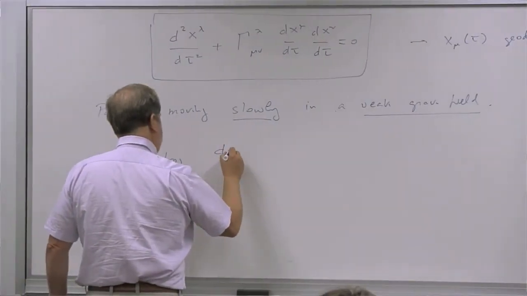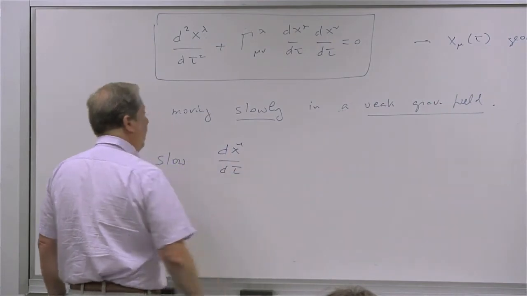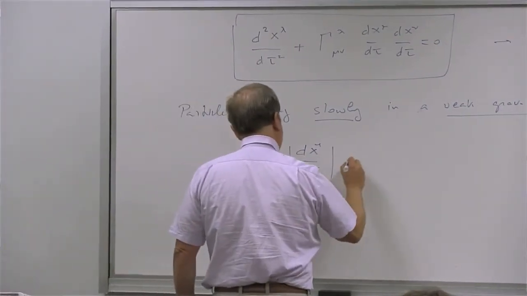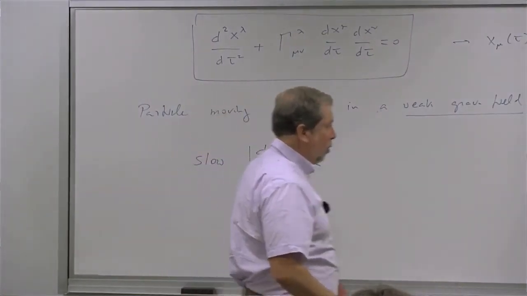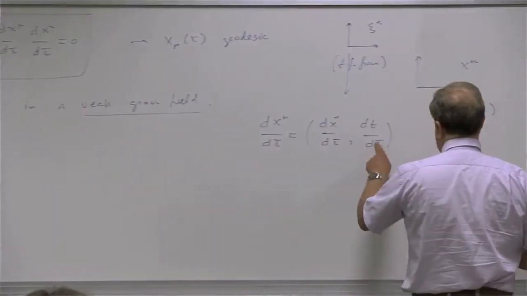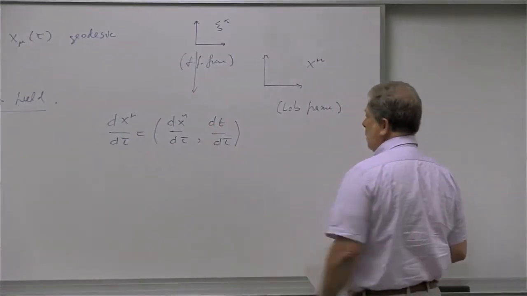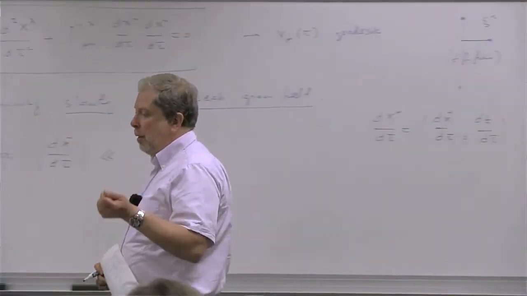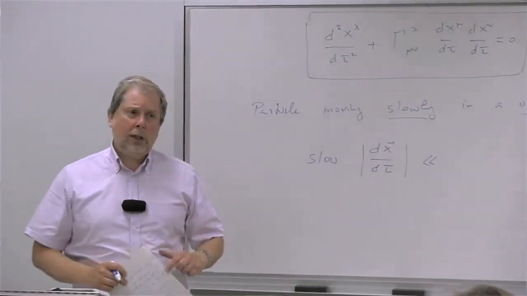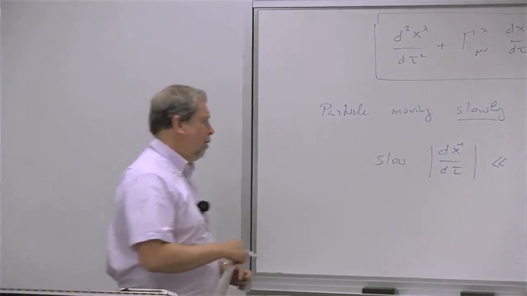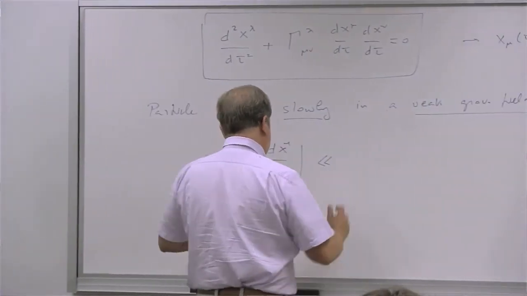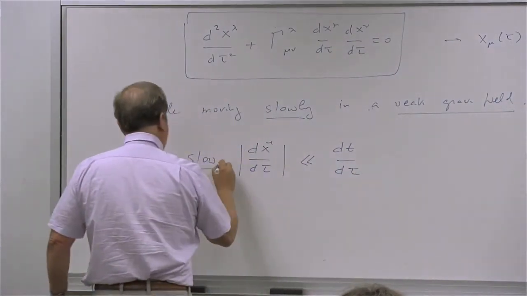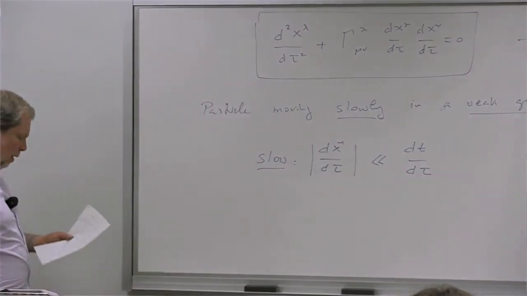So that means that dx by d tau is going to be in magnitude much less than the only other term we have here, for which there is no reason that it should be small, which is the derivative of the time with respect to the proper time. Remember, the time is the time in the laboratory frame. The proper time is always the time associated with the freely falling observer. So we have that this one is much smaller than dt by d tau. So that's the requirement that the particle will move slowly, right?